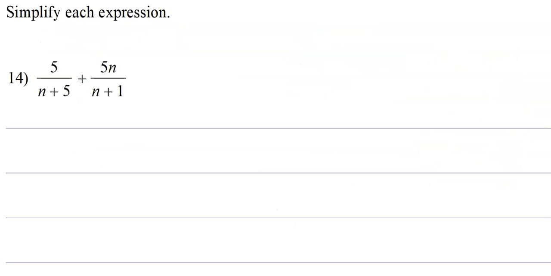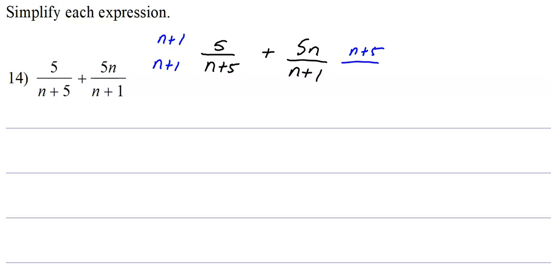All right, number 14. I made this a little bit bigger so it's easier to write on. When I look at this one, I have the left-hand side and the right-hand side, and I see that in order to get a common denominator, I'm going to have to multiply each side by the other denominator. So I'm going to multiply by n plus 1 over n plus 1 and n plus 5 over n plus 5. So on the bottom, I now have n plus 1, n plus 5.